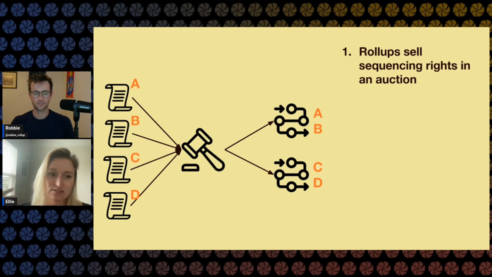The Espresso marketplace runs an auction. That's essentially just what it is. And so each rollup will decide to sell their sequencing rights. And then on the right here, we have several different sequencers. These are parties in charge of sequencing transactions, but oftentimes we can think of them as builders. They're very similar, and oftentimes they, in fact, are the same party. So these sequencers or builders will bid in the auction to get sequencing rights for all of these different rollups.